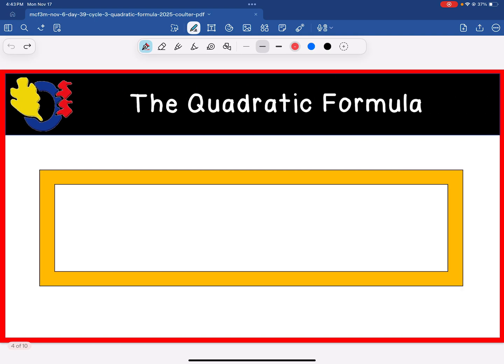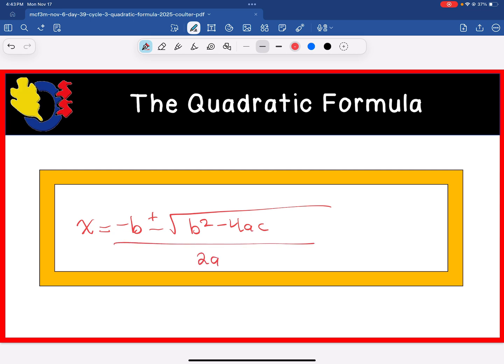So what is the quadratic formula? I'm going to sing you a little song to help you remember. X equals negative b plus or minus the square root of b squared minus 4ac all over 2a.